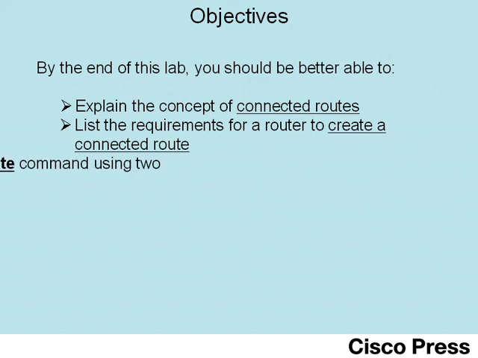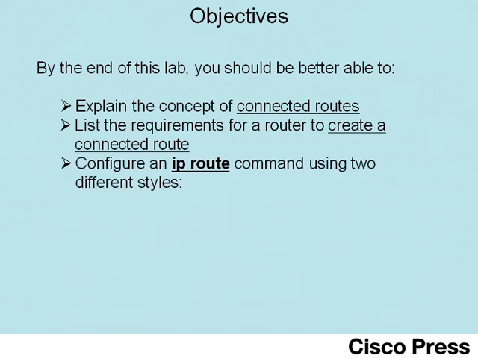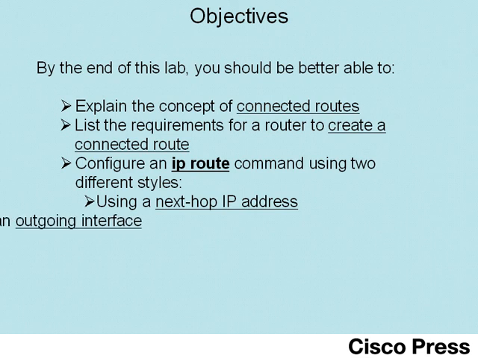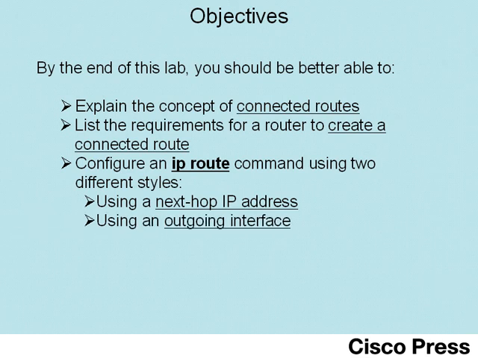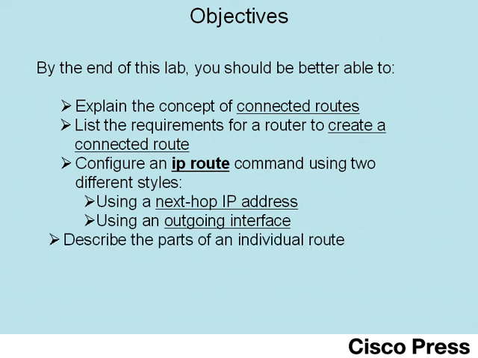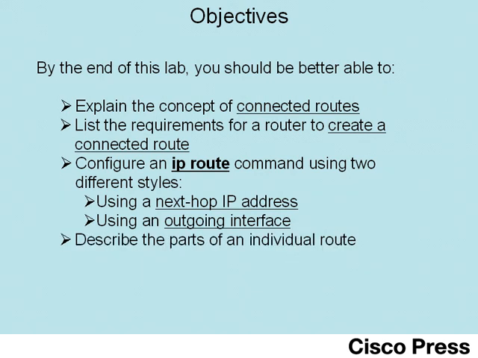You should also know a lot more about the IP route command, which a router uses to configure static routes. In particular, you'll be able to better configure it using both the next hop IP address option as well as the outgoing interface option. It's just two different styles of configuring a static route. Now along the way, the video will describe the parts of an individual route, in particular the output that you see in the show IP route command.